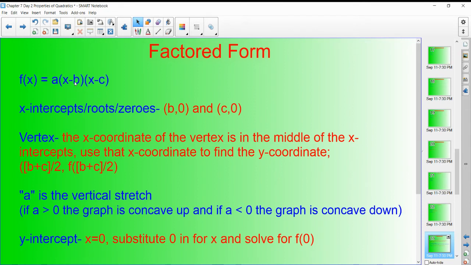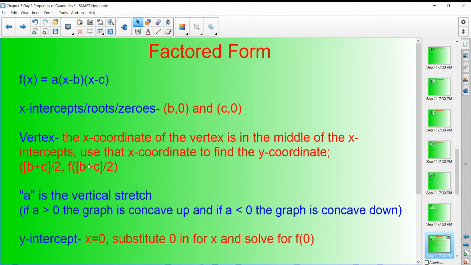Okay, now the b value and the c value are my x-intercepts. Certain quadratics have two x-intercepts. If it's factored like this, I know it's going to have two x-intercepts. Now that's the easy part of the factored form. The more challenging part is the vertex. So the vertex is in the middle of the two x-intercepts. That goes the same for every single parabola. Any parabola you graph, the vertex has to be right in the middle of where the x-intercepts are.